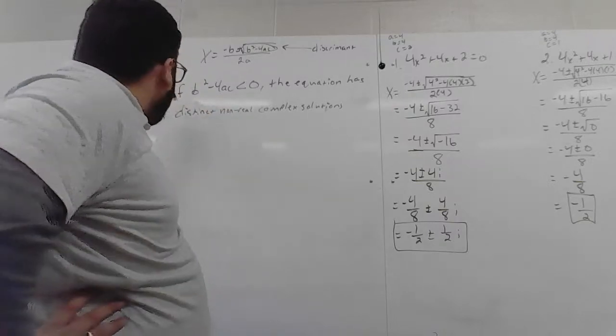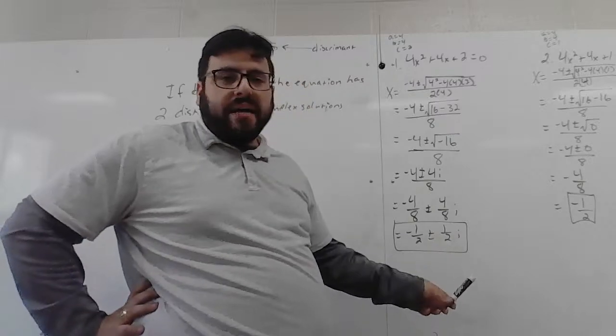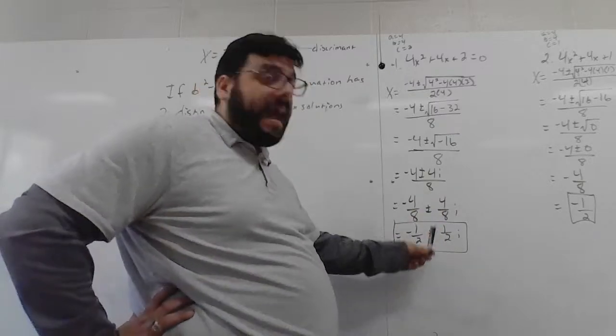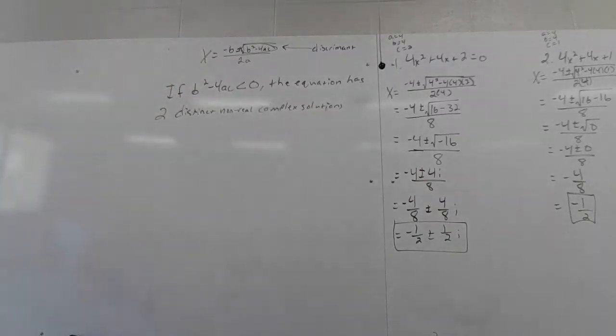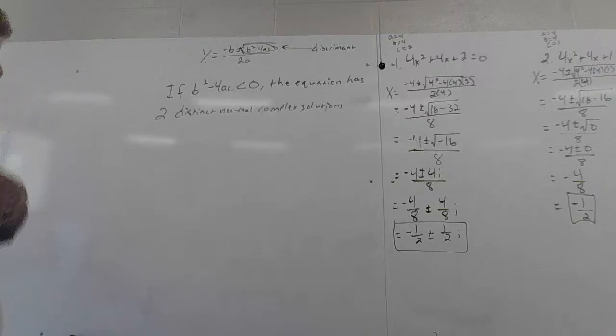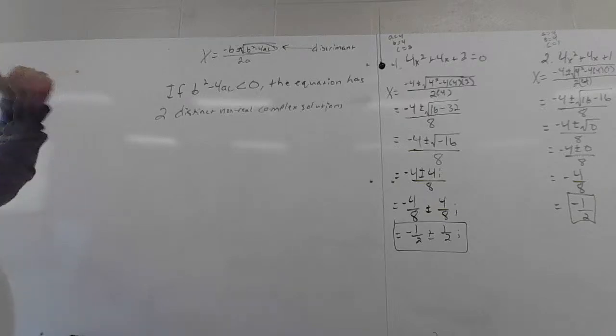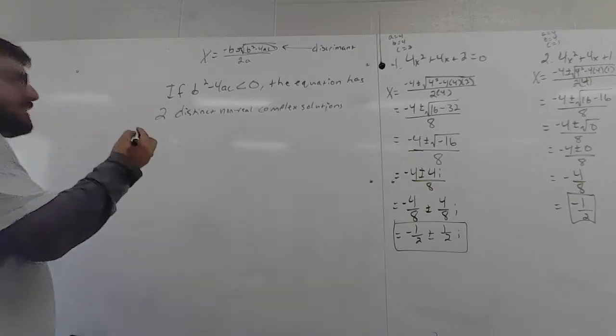But also, they are distinct from each other. -1/2 plus 1/2 i is not the same as -1/2 minus 1/2 i. They are 2 distinct complex numbers. You have a complex number and its conjugate. All right, so if your discriminant is negative, the equation has two distinct non-real complex solutions.